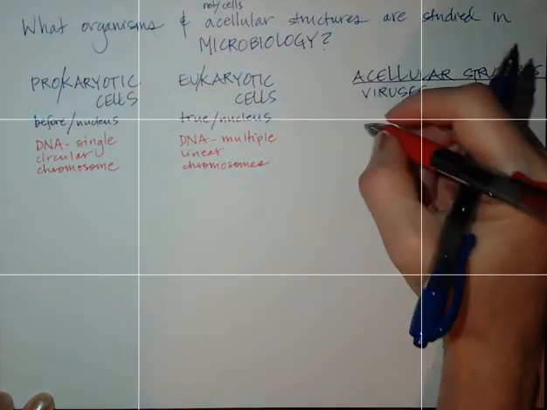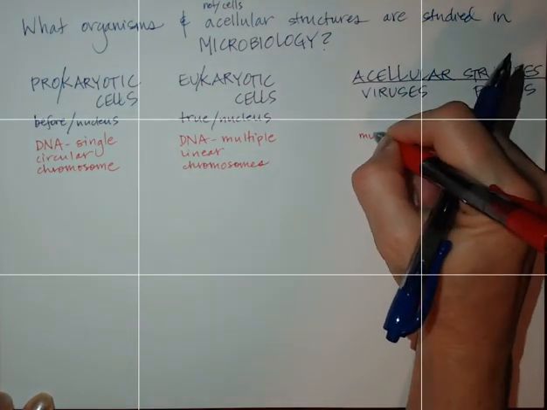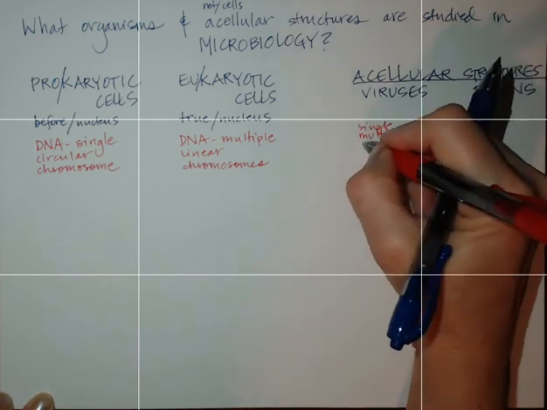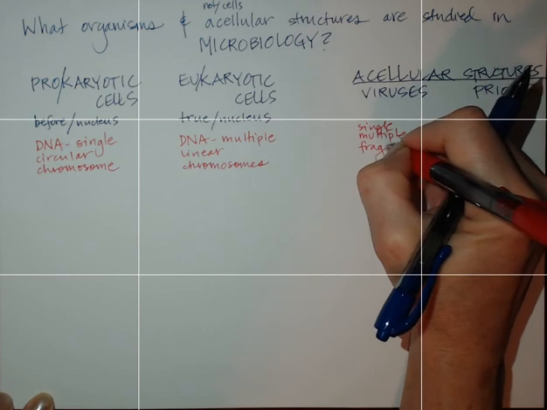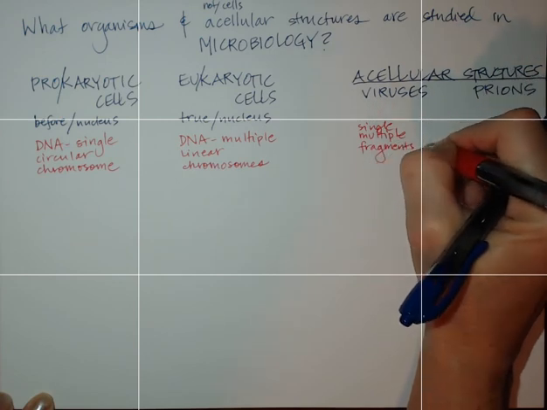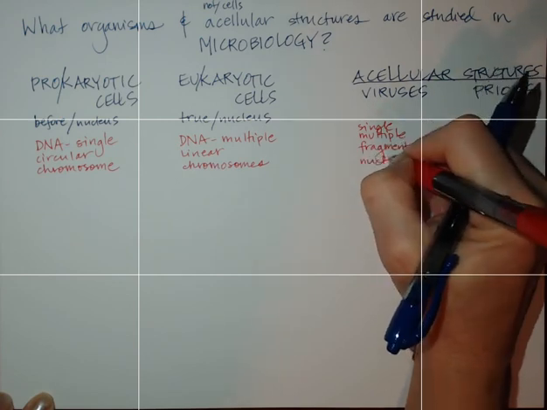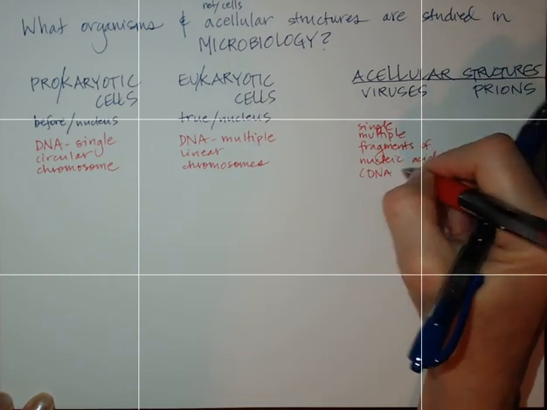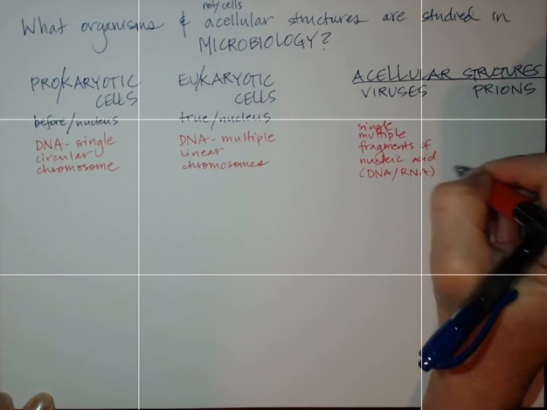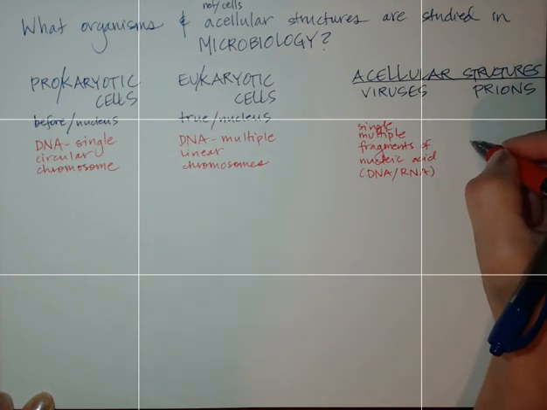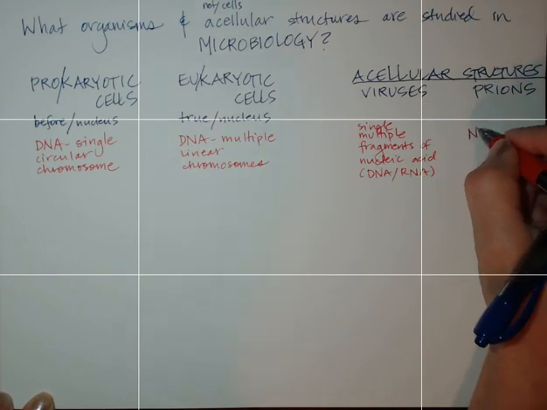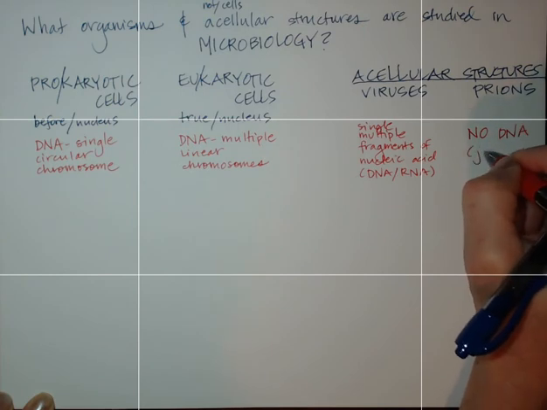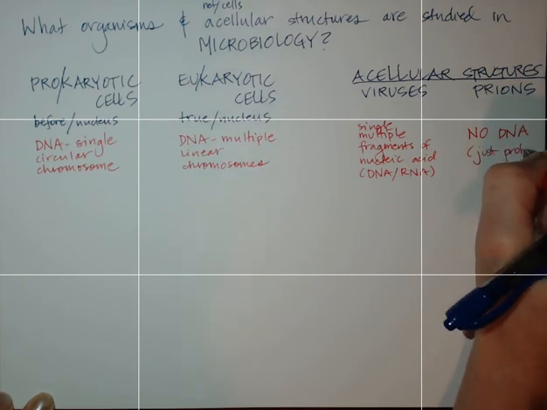And viruses can have multiple or single fragments of nucleic acid. It can either be DNA or RNA. And a distinguishing feature of prions is they do not have any DNA. They are just protein. So just protein.